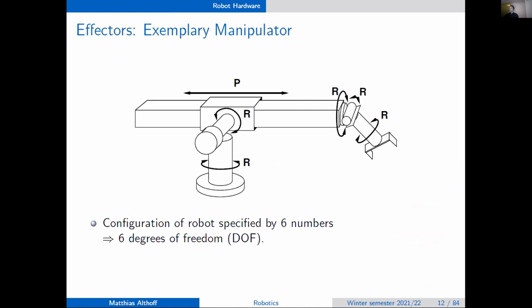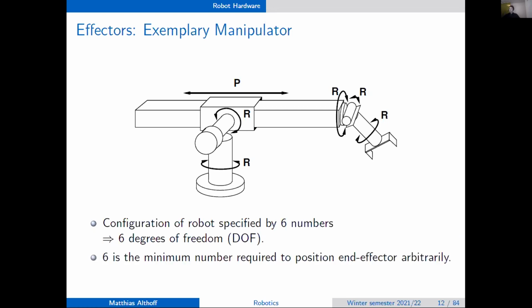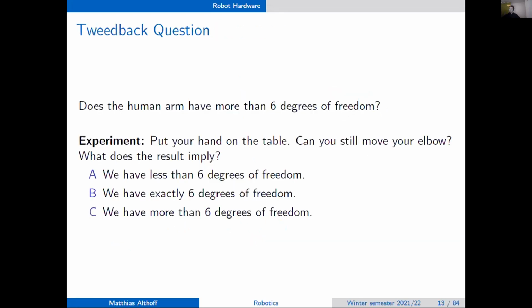Okay, so here's an example of a very famous robot. I think it's the Stanford configuration. You have 5 rotational degrees of freedom and 1 prismatic joint, which is 1 translational degree of freedom. So overall, at the end effector, you have 6 degrees of freedom. Obviously, most industrial robots have 6 degrees of freedom because you can put any solid object in any configuration, translationally and rotationally, which is good. Let's discuss what happens if you have more than 6 degrees of freedom, whether this is useful. 6 is the minimum number required to position end effectors arbitrarily.